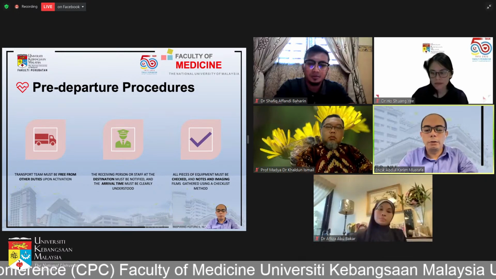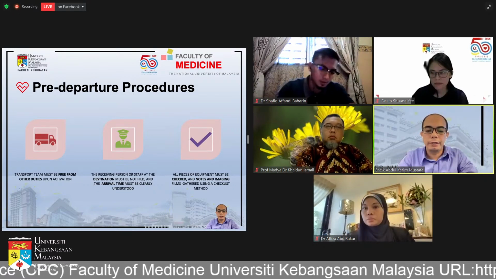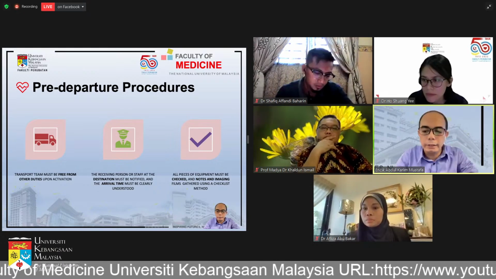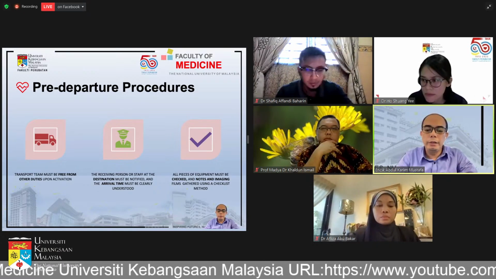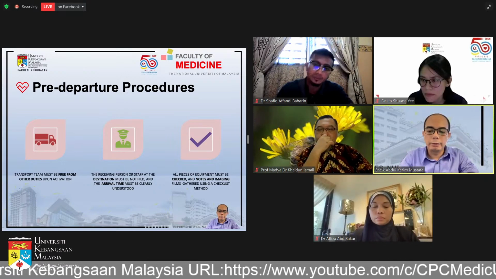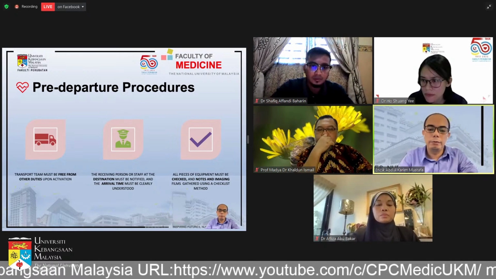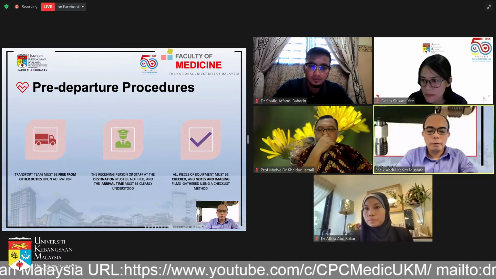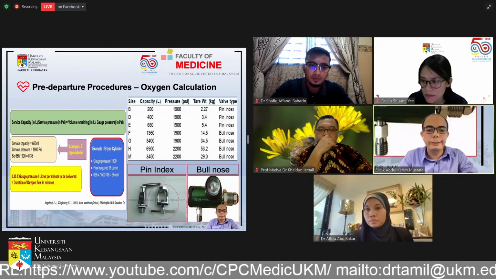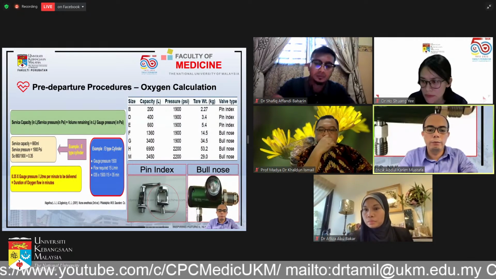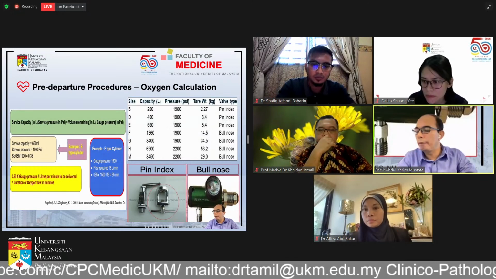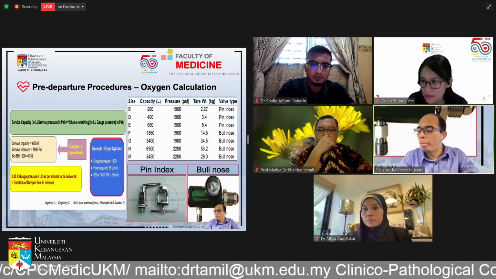Also all pieces of equipment must be checked. Check the oxygen, check the equipment, the battery, and address notes and imaging films, and use the checklist method. We are supposed to have a checklist method before we transfer this patient to another hospital. So these are the common things you have to do: check your oxygen. This is a calculation you have to remember before you transfer the patient. For this patient, it takes about 1 to 1.5 hours.